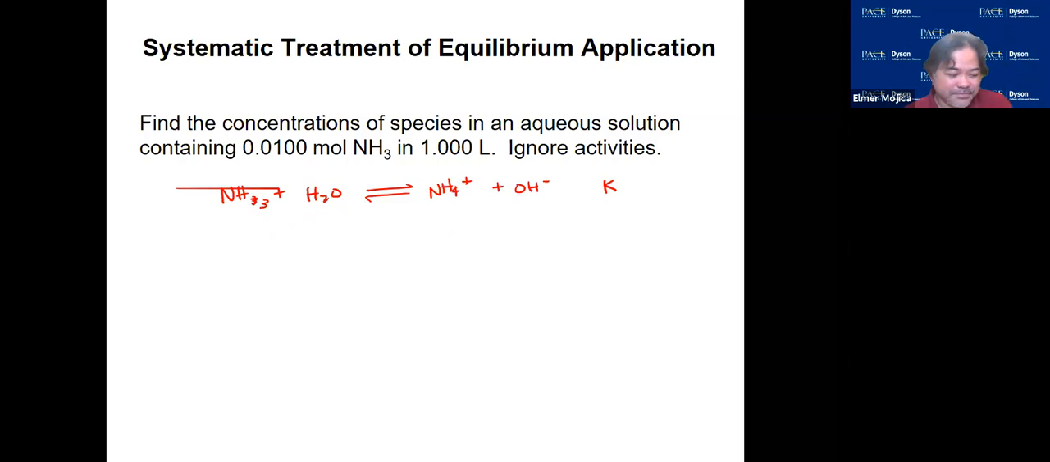Anyone? You didn't learn anything from Gen Chem? What K value do we have if we have this reaction? Anyone? Maybe I have a roll call here. So what is it? Ka, Kb, Kw, Ksp, Kf, Ki.